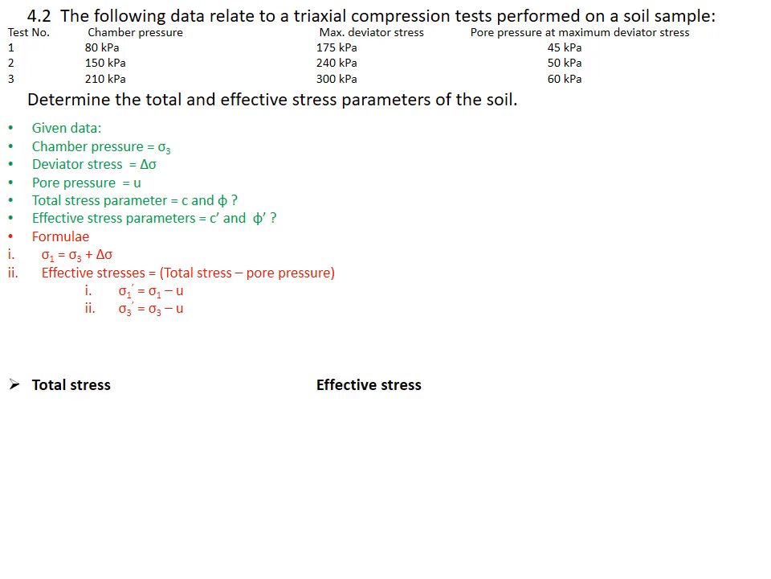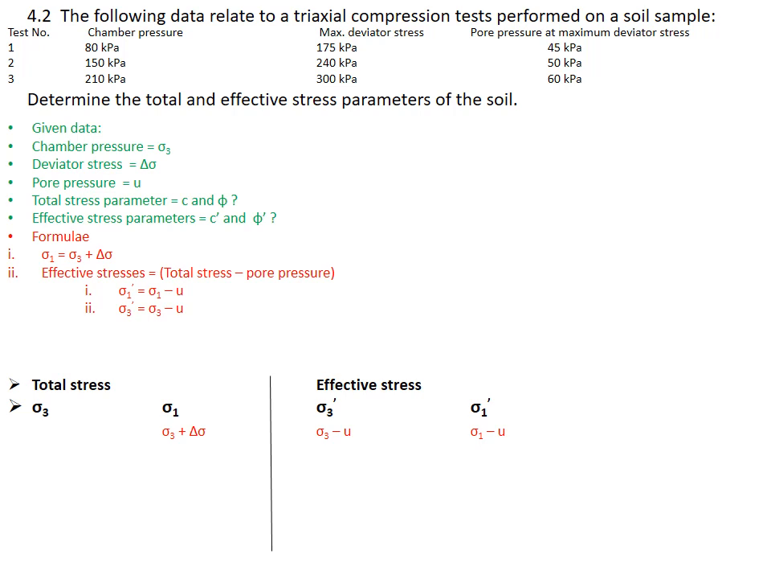So we'll solve this problem in a tabular form. You can make two columns, one for total stress, another for effective stress. To plot a Mohr circle, we require sigma 1 and sigma 3. For total stress, sigma 3 is directly given, the chamber pressure. Sigma 1 can be found from the formula, sigma 3 plus delta sigma. For effective stress, sigma 3 dash and sigma 1 dash, you just need to subtract pore pressure from the total stress.